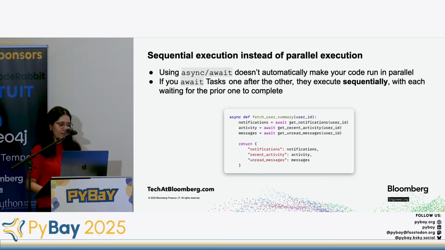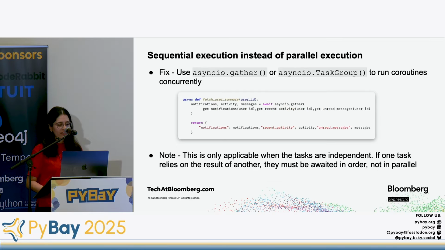Now, to make this code run in parallel, you could use asyncio.gather or task group to run your coroutines concurrently. This is a faster piece of code that uses asyncio.gather. Now all three of these tasks start at the same time, and the execution time drops to the max of these three tasks.